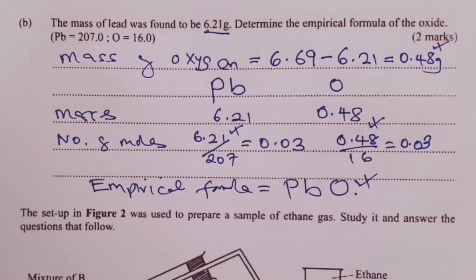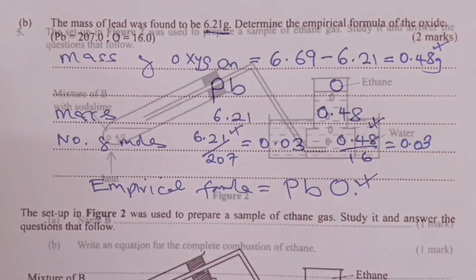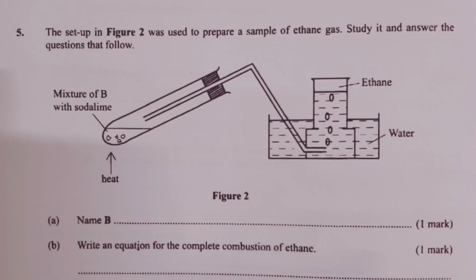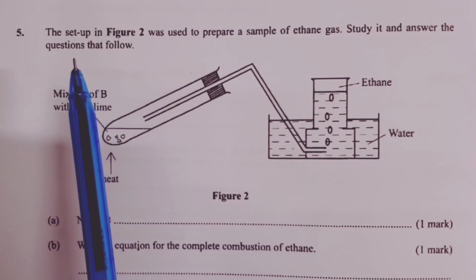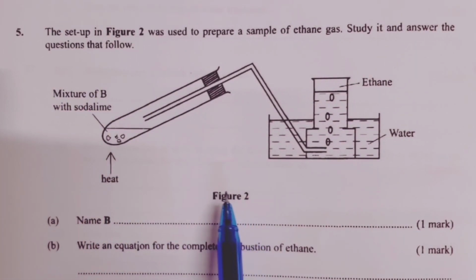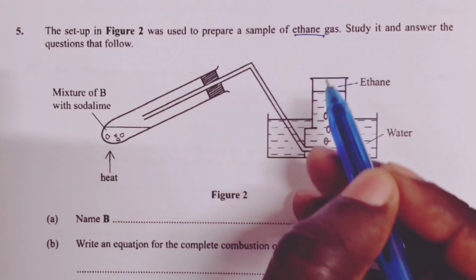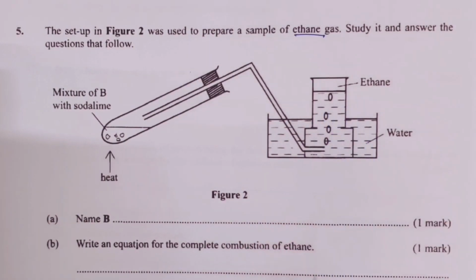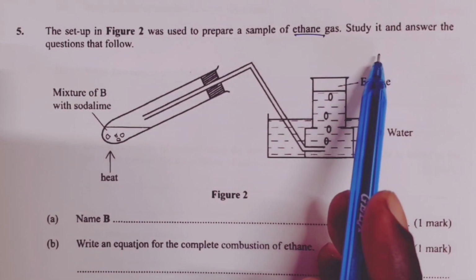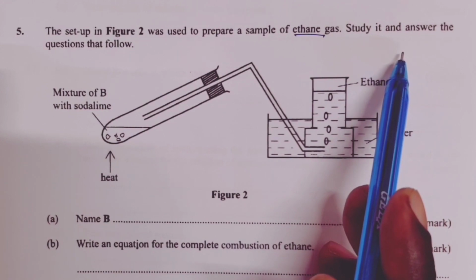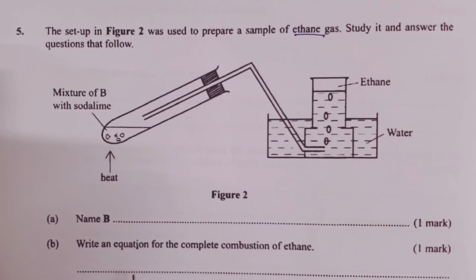We proceed to question number 5, which came from Organic Chemistry 1. In question 5, we are told that the setup in figure 2 here was used to prepare a sample of ethane gas. Ethane gas is an alkane with 2 carbon atoms. So we are told to study the diagram or the setup and answer the questions that follow.